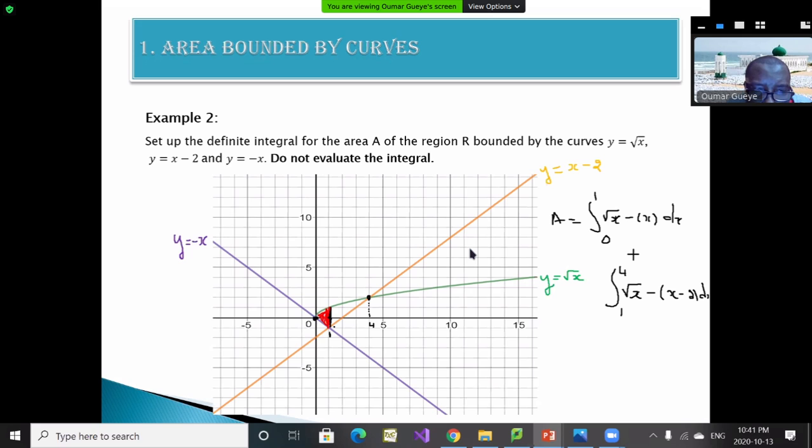But the bottom changes between 0 and 4. The bottom changes at 1, because between 0 and 1, the bottom is the purple line, and between 1 and 4, the bottom is the orange line. Is it okay? Any question?